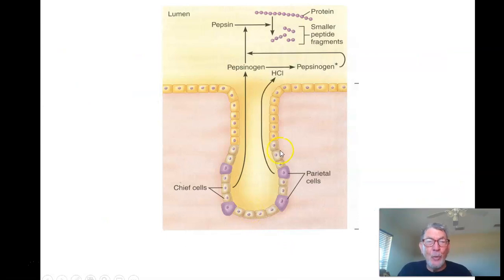All this happens way down in the pits. You release hydrochloric acid and you release pepsinogen. Pepsinogen is activated by hydrochloric acid into pepsin. Pepsin then starts breaking down the proteins. So that's the way to look at it. And you don't want it activated until it's out here, because you don't want it to start digesting your own tissue.